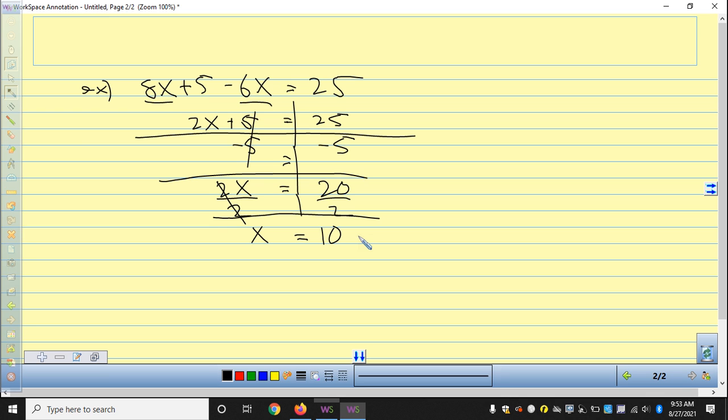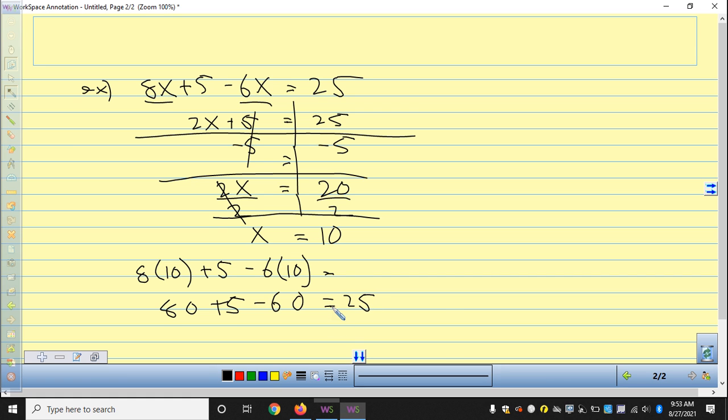And we could check our work if we wanted. 8 times 10 plus 5 minus 6 times 10 is 80 plus 5 minus 60. Well, 85 minus 60 is 25. And our work checks out.